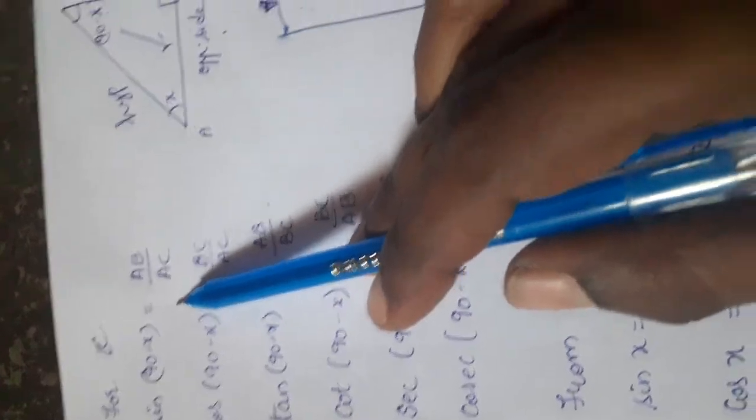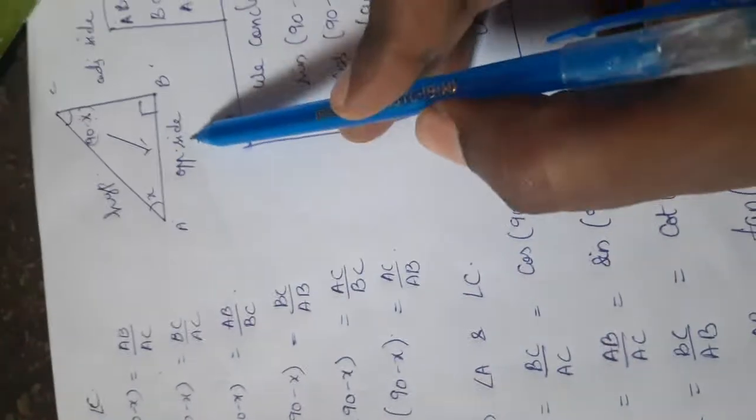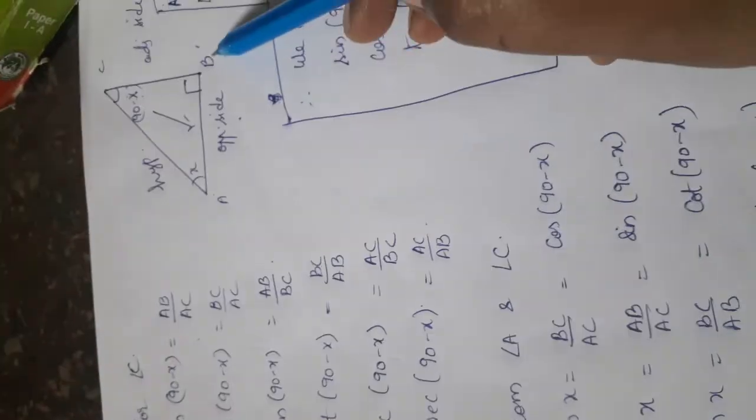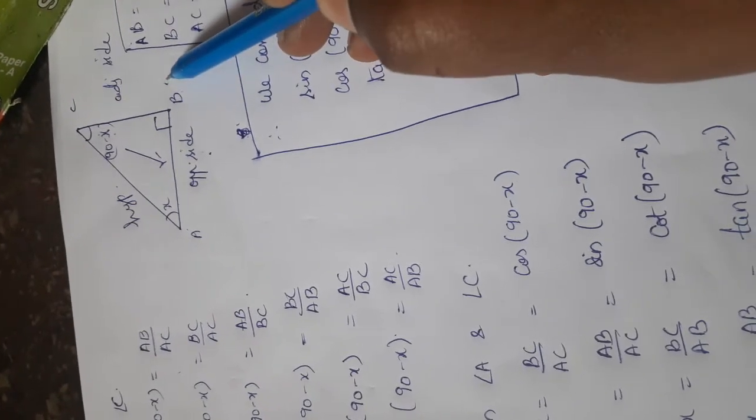Okay, now again you are going to find the trigonometric ratios. Okay children, sin 90 minus x: here C is the base angle, so C is nothing but 90 minus x, so AB by AC, because opposite by hypotenuse. Cos is BC by AC, tan is AB by BC, cot is BC by AB. Okay, you know how to write.